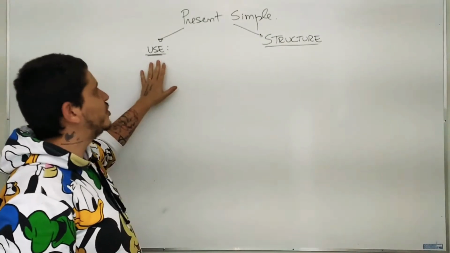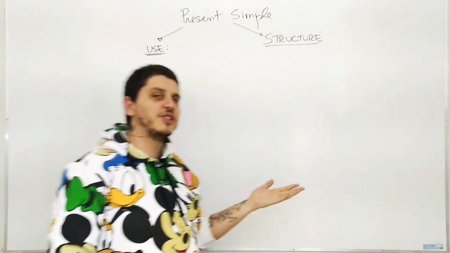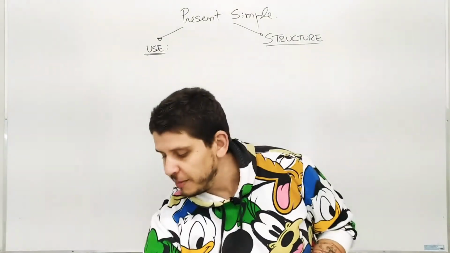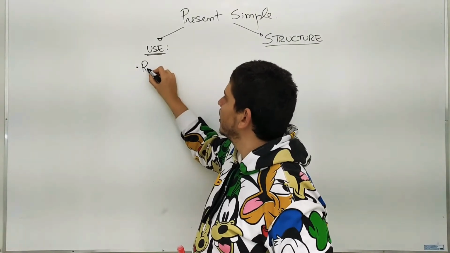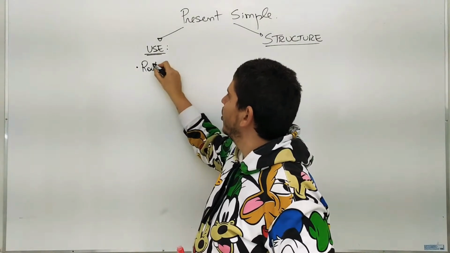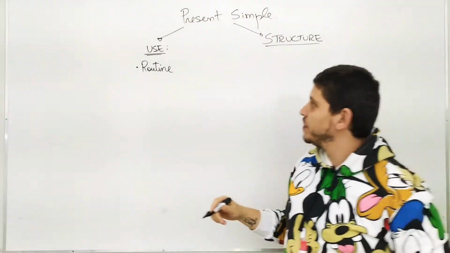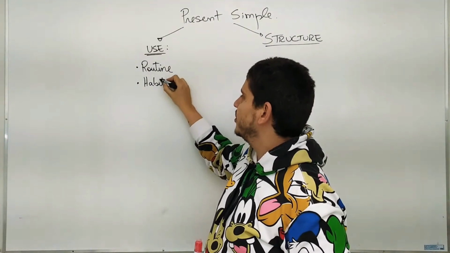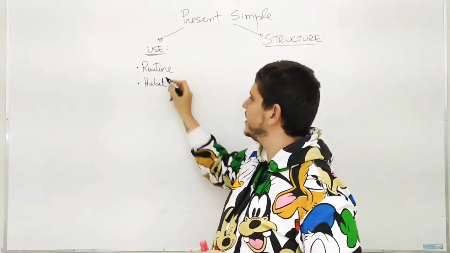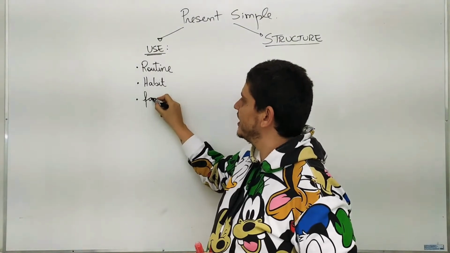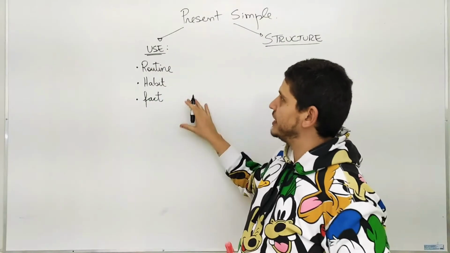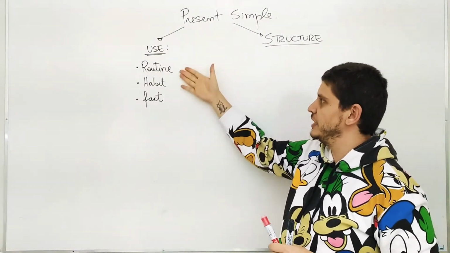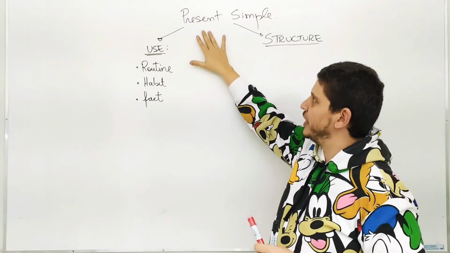Okay, first, when do we use present simple? And what do we use present simple for? Basically, we will use it to describe a routine, of course, a routine in the present. Or a habit that you have, which are pretty much the same, right? Routine and habit. Or a fact, something that is always true in the present. Of course, we are talking about the present. So the routine, the habit, or the fact, they are in the present. Okay?